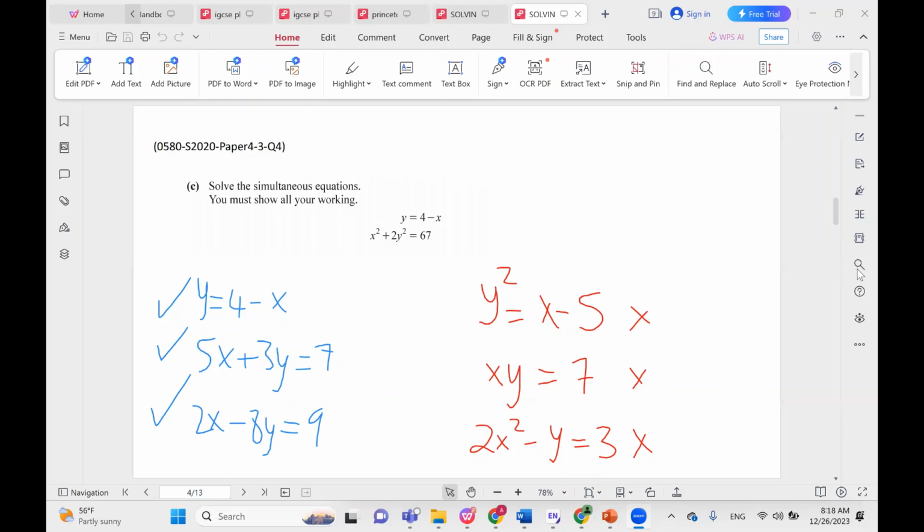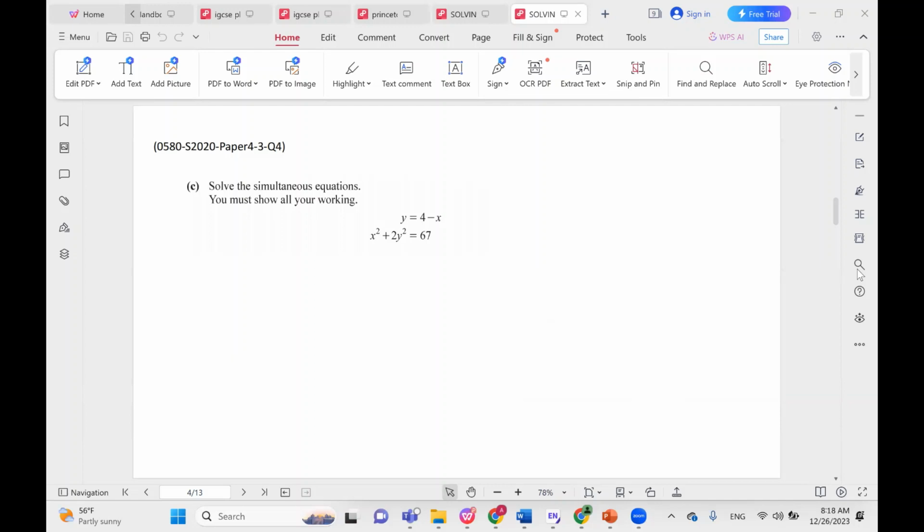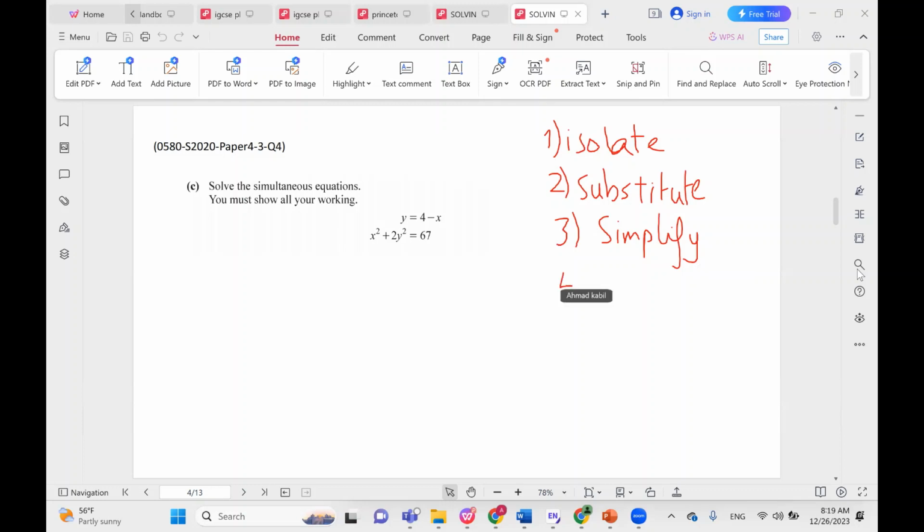So we can solve this problem using the same technique as the previous problem. So what was our technique? Let me list down the steps quickly. Isolate, substitute, simplify, plug, and check. These are the 5 steps of solving a system of equations.